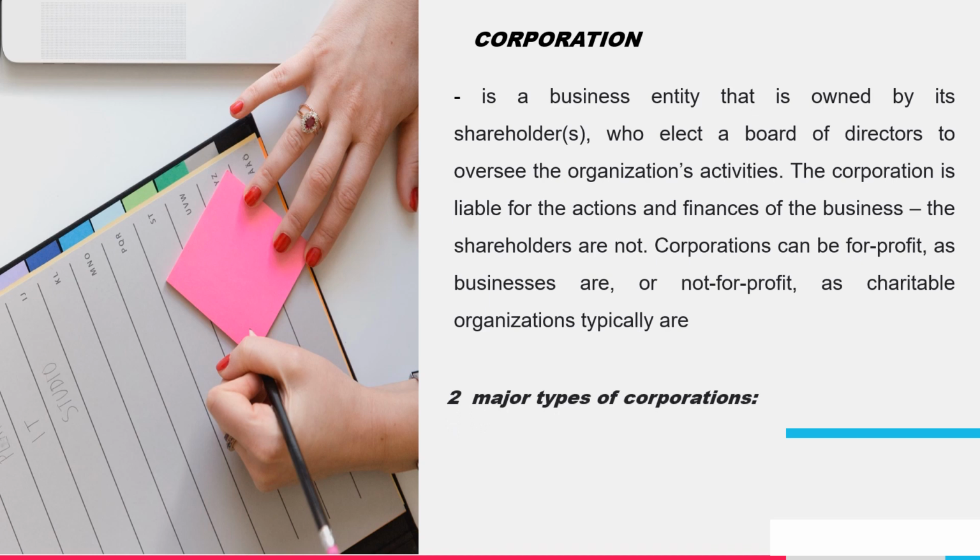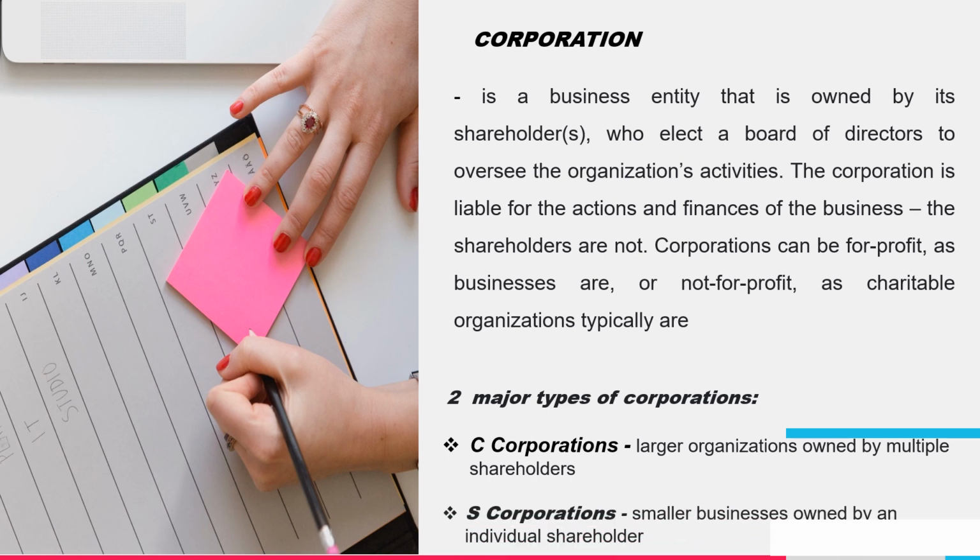There are two types of corporations. We have C corporations and we have also S corporations. A C corporation is owned by a larger organization or by multiple shareholders, while S corporations are small businesses owned by individual shareholders.